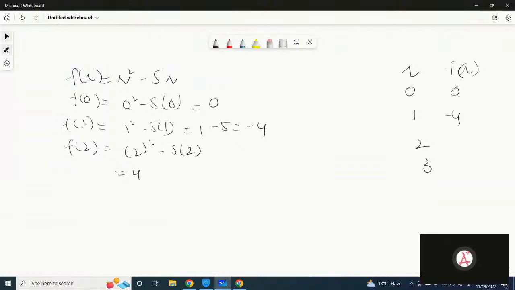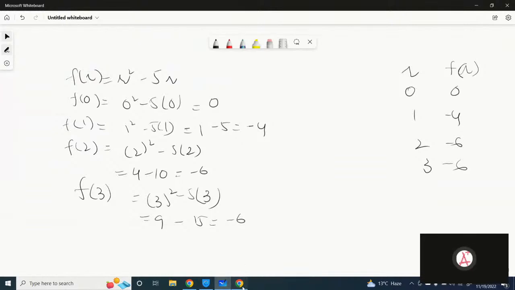2 square is 4, and 4 minus 10 is negative 6. Got it? So it would be -6. The next one: 3 square minus 5 times 3. It would be 9 minus 15, and 9 minus 15 is -6. Yes, it's again -6. So it would be 0, -4, -6, and -6.